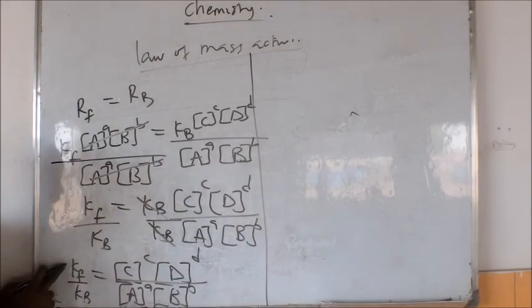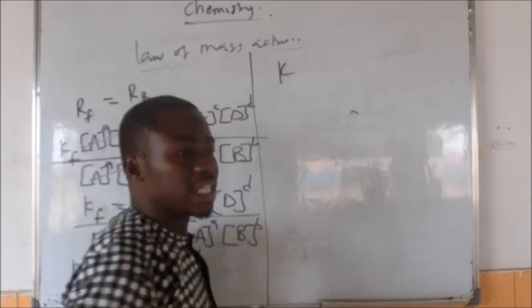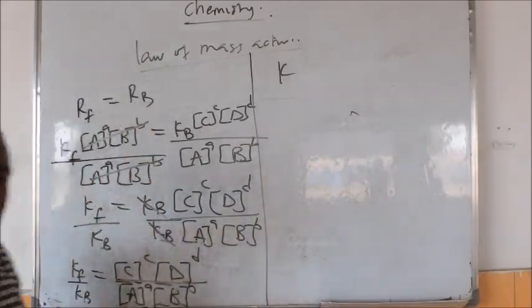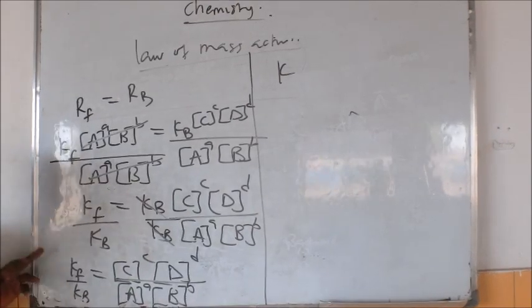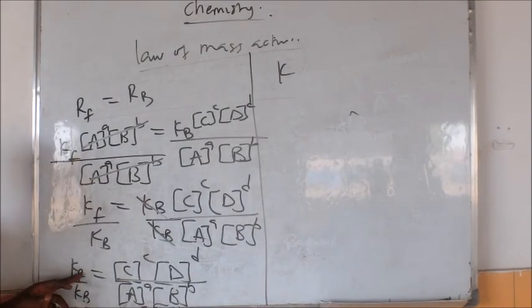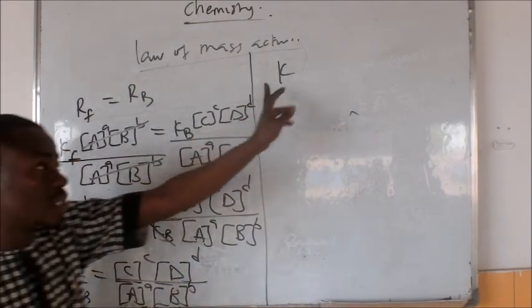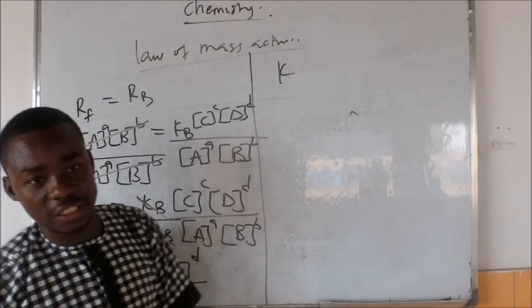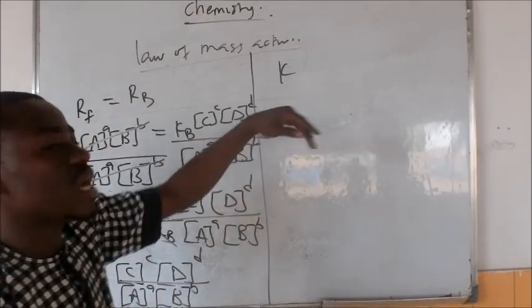Now, this Kf over Kb is still the same thing as K, and we call it the equilibrium constant. The ratio of the rate constant for the forward reaction to the rate constant for the backward reaction is equal to the equilibrium constant.